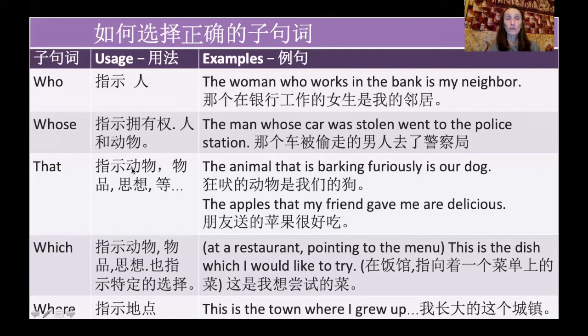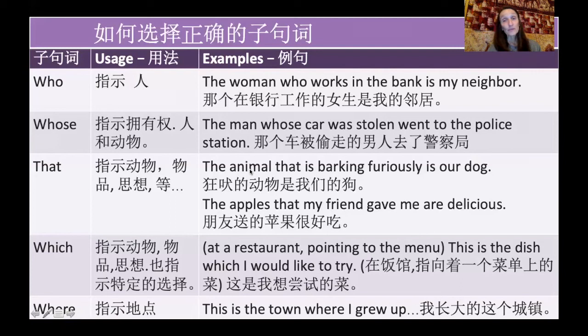就是动物物品思想人等等, everything. So here's two examples. The animal that is barking furiously is our dog. So the two related ideas, 两个相关的想法: the animal is barking furiously. The animal is our dog. The animal that is barking furiously is our dog.